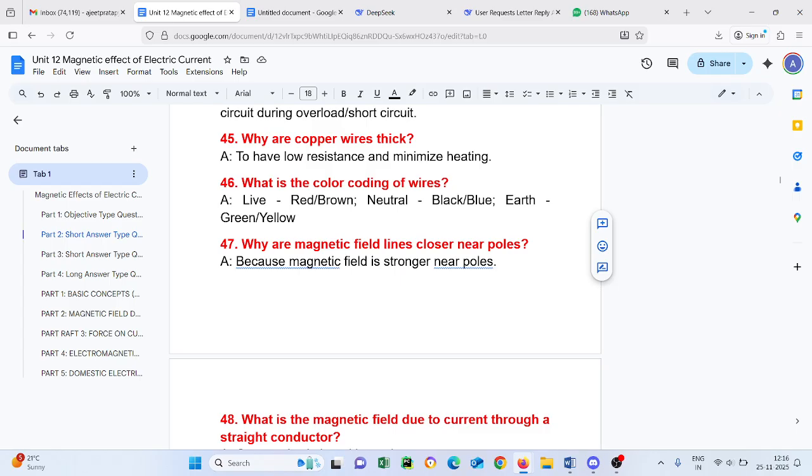Question number 47. Why are magnetic field lines closer near the pole? Because the magnetic field is stronger near the poles.